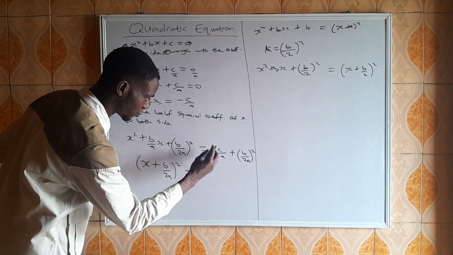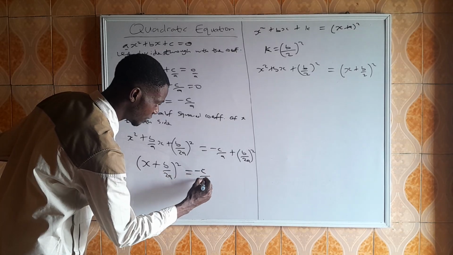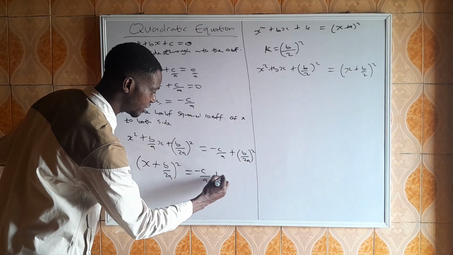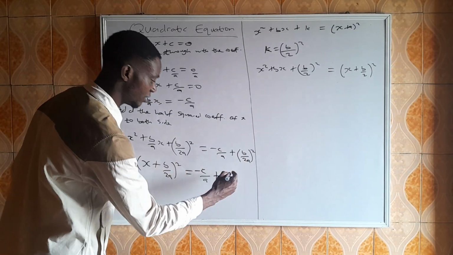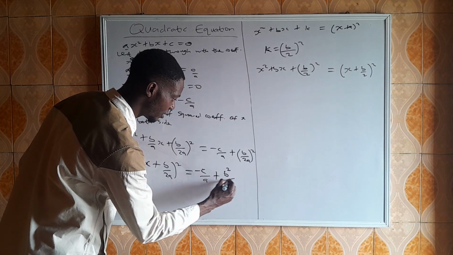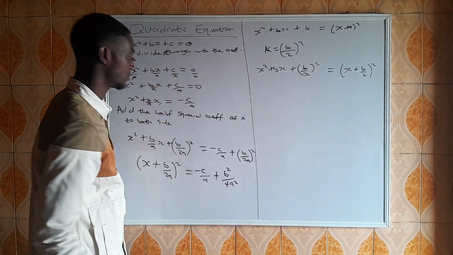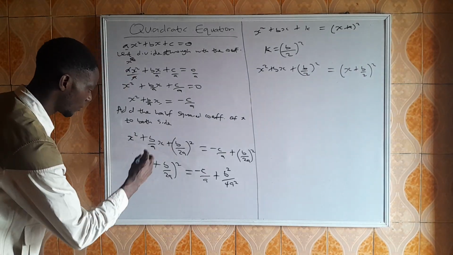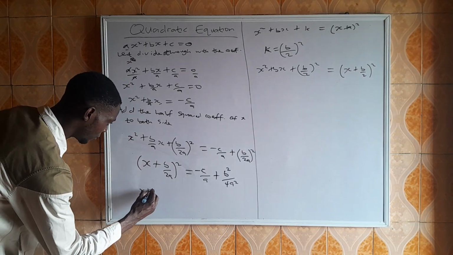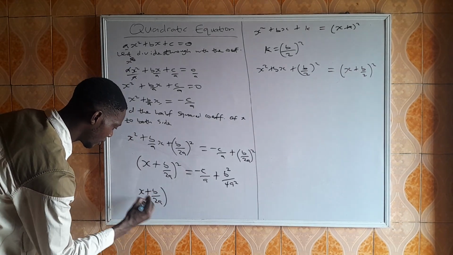So for me, it equals minus c over a. And when you expand this, it should be b squared over 2 squared, which is 4, and a squared. So for me, you have x plus b over 2a whole squared.